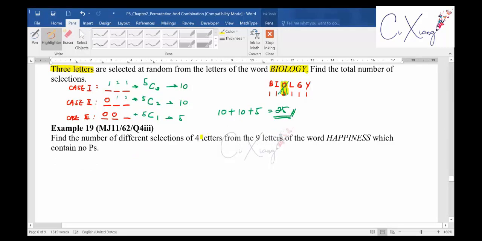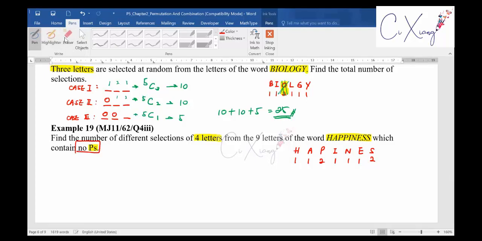For example 19, I want to select 4 letters from the word happiness, which contain no P. Again, I try to list out all the possible letters that I have. I have H, A, P, I, E, S. So this one is 1, 1, 2, 1, 1, 1, 2. You're having two identical items, P and also S. But since in this question they already tell that there's no P, you can assume that the P disappears. Totally, you have no P. So you need to consider the letters from H, A, I, E, S only.